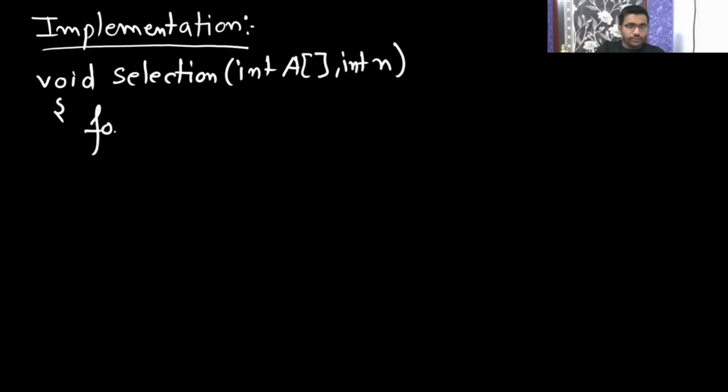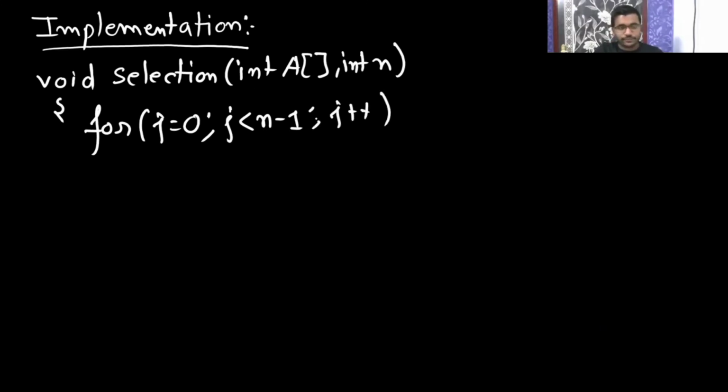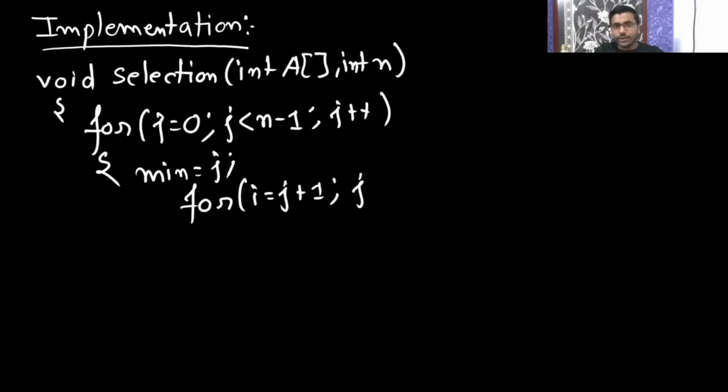So void selectionSort, it will take the array and the size. For j equal to 0, it will go till n minus 1. This is the current position. Then j plus plus. Now I will always assume min is equal to j. I am assuming initially that j is the index of the minimum value. Then for i, I will start i from j plus 1 and it will go till n.